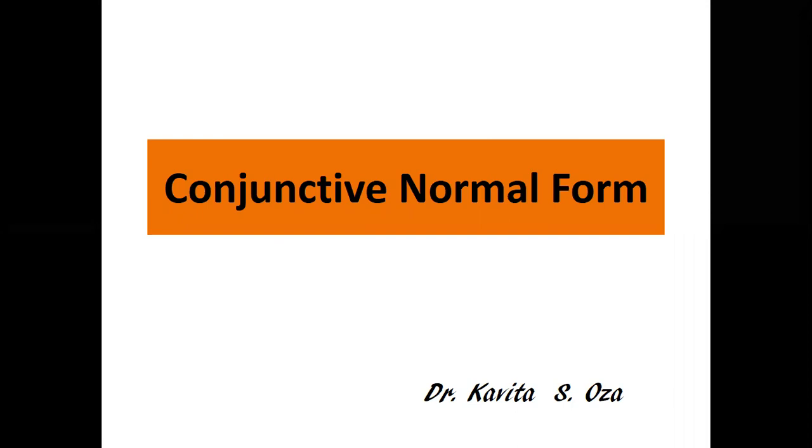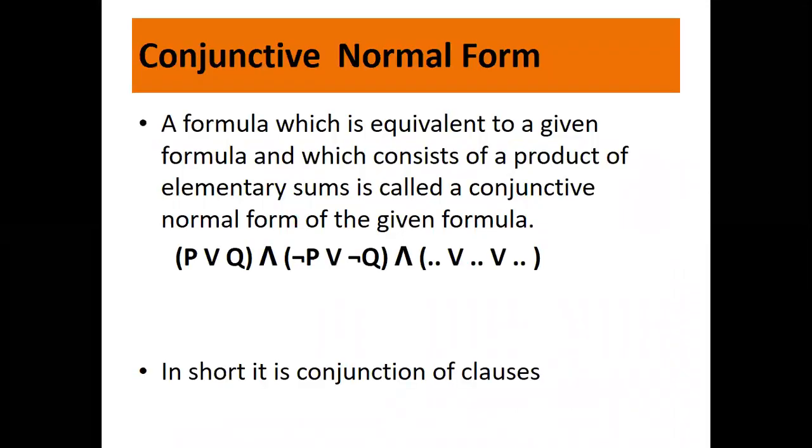So let us start with a simple definition. Again, this is a short video. Okay. So conjunctive normal form, what is it? It's a formula which is equivalent to a given formula and which consists of a product of elementary sums is called a conjunctive normal form of the given formula. You can look at it here.